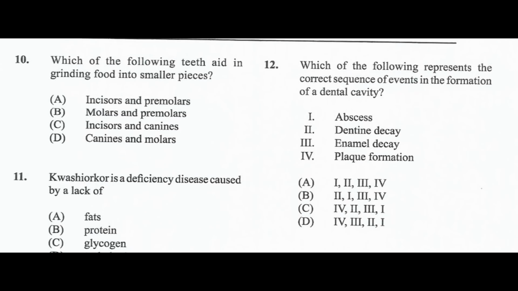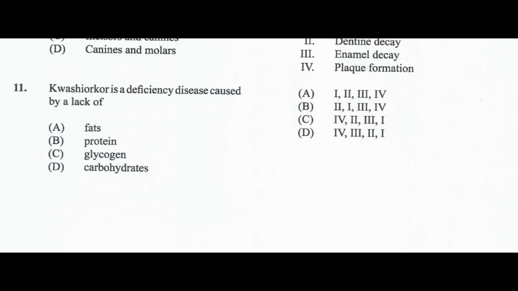Number 10, which of the following teeth aids in grinding food into smaller pieces? The back flat ones. So those are your molars and your premolars, and those are for grinding. Your incisors are for cutting, and your canines are for tearing meat.